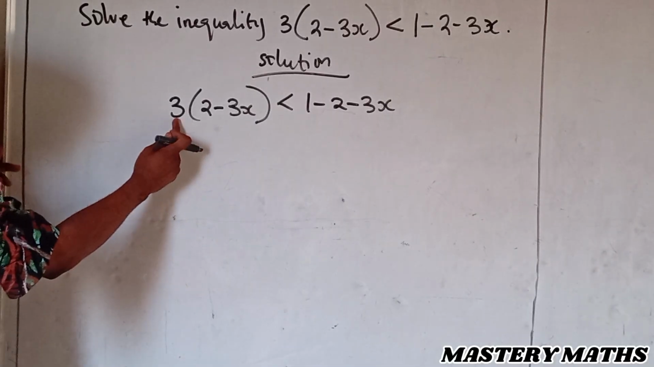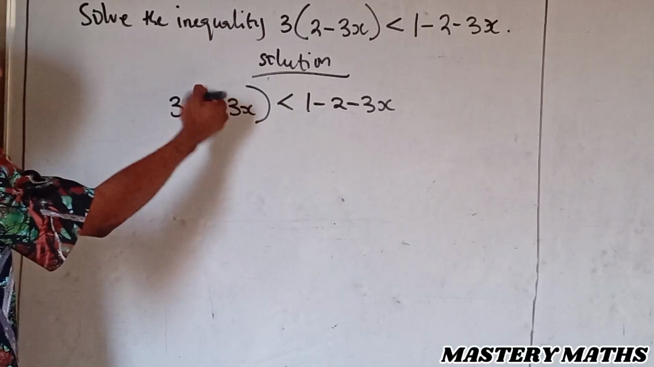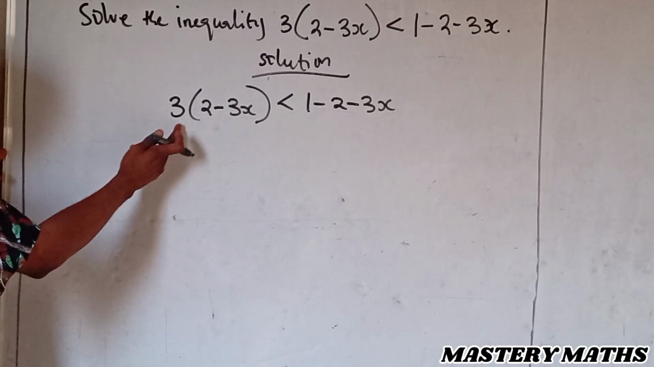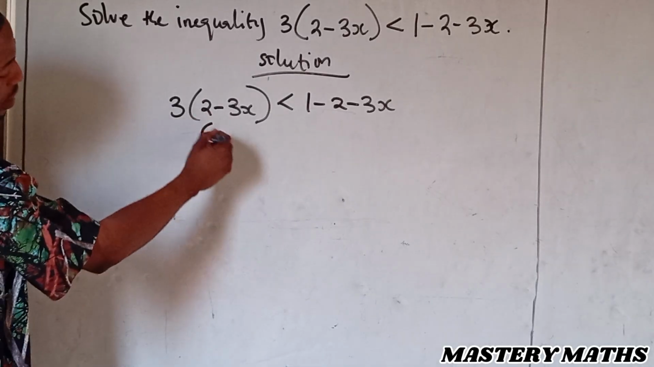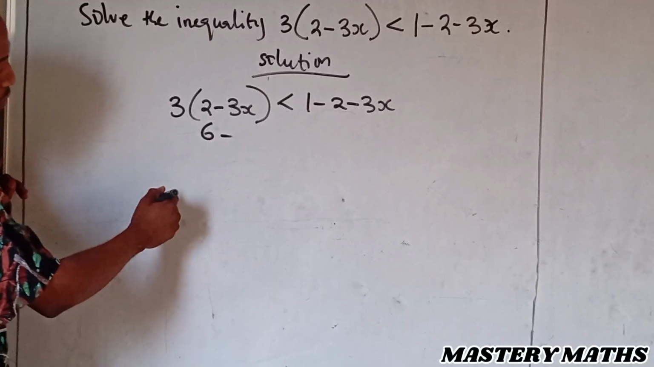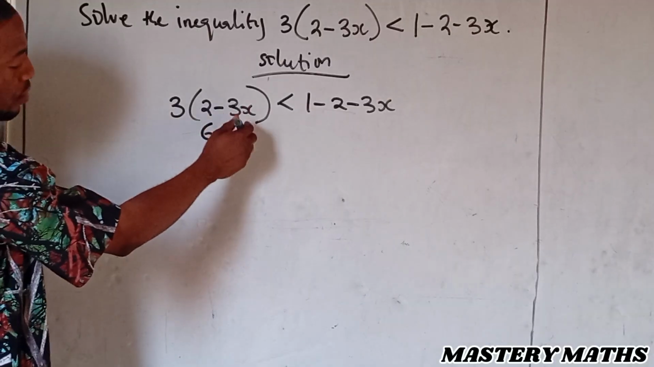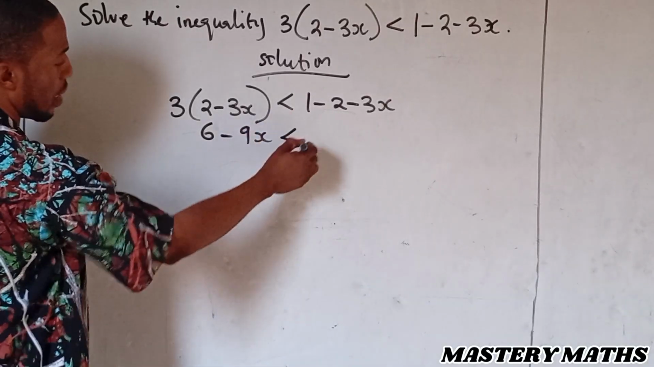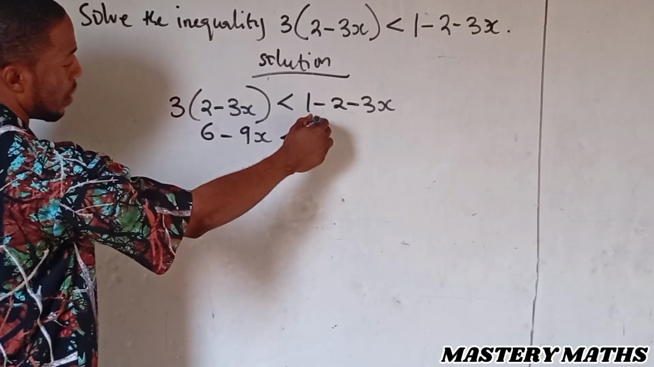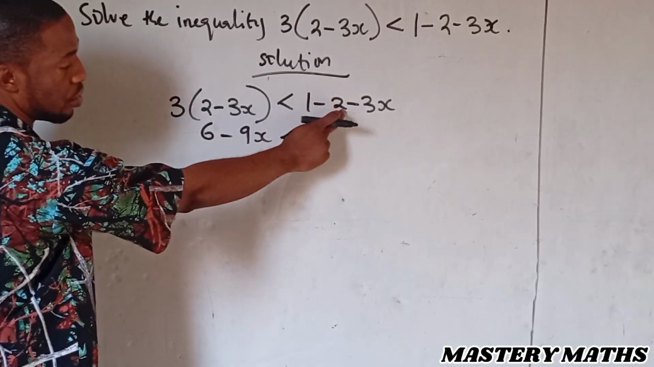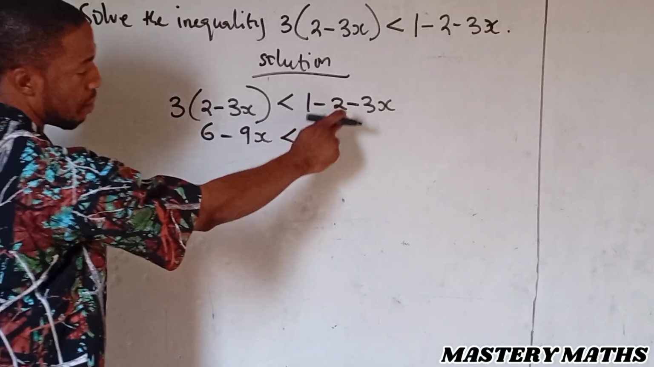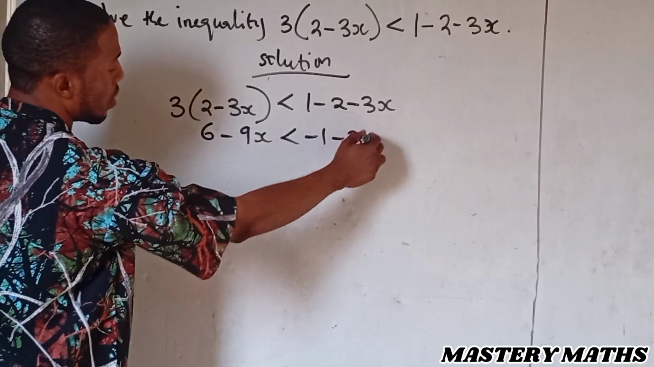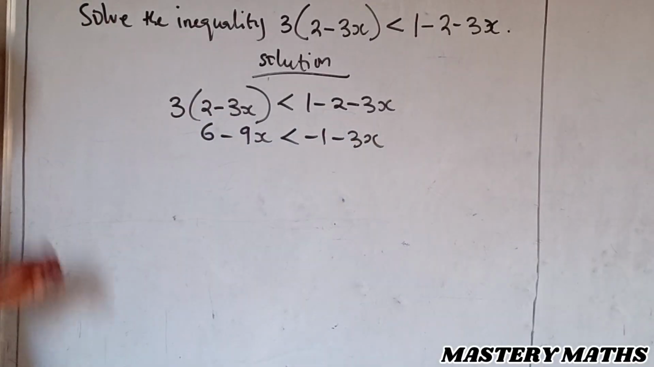And you say 3 times 2. This bracket you're seeing means the multiplication sign. 3 times 2 gives us 6 minus 3 times 3x gives us 9x. We bring down our sign. We bring down 1 minus 2. 1 minus 2 will give us minus 1. You bring down your minus 3x.